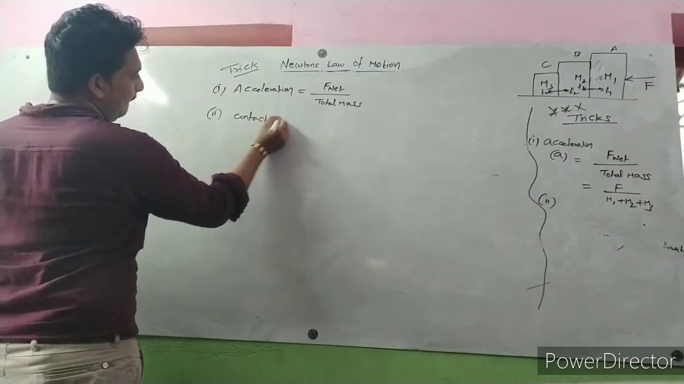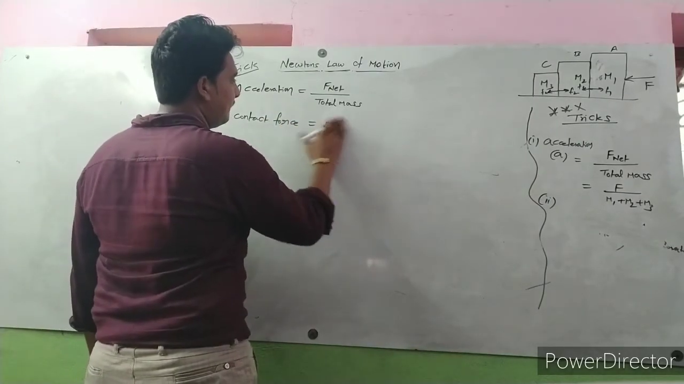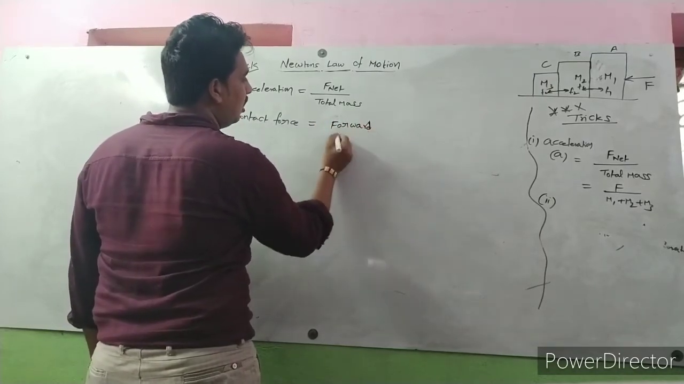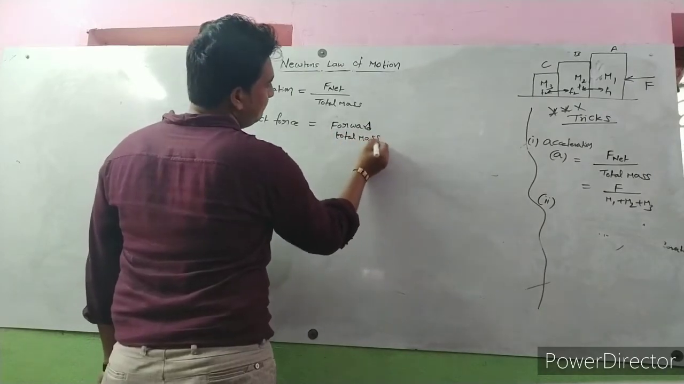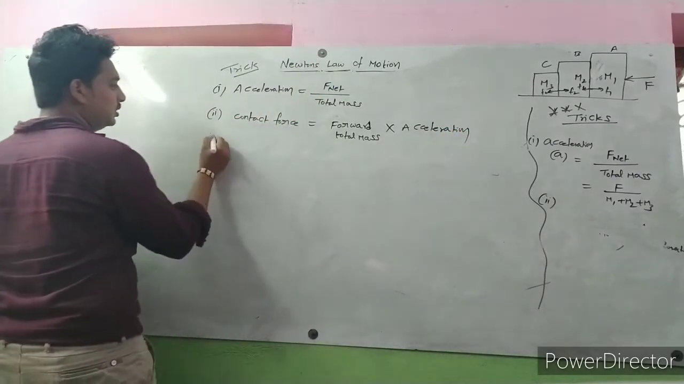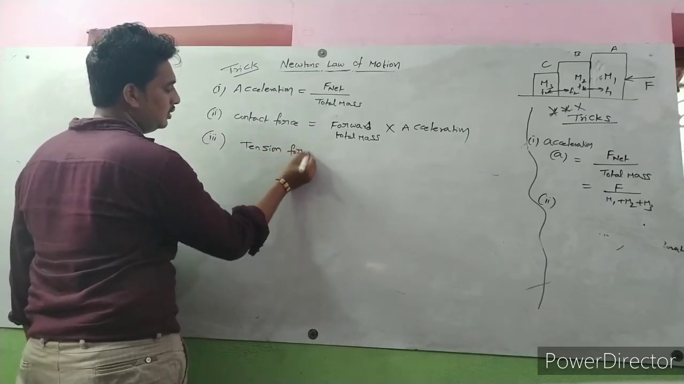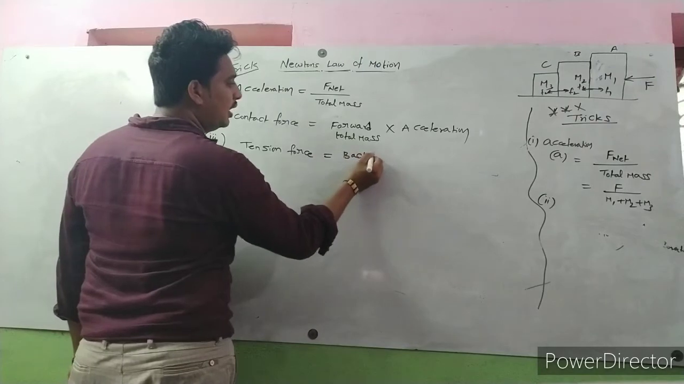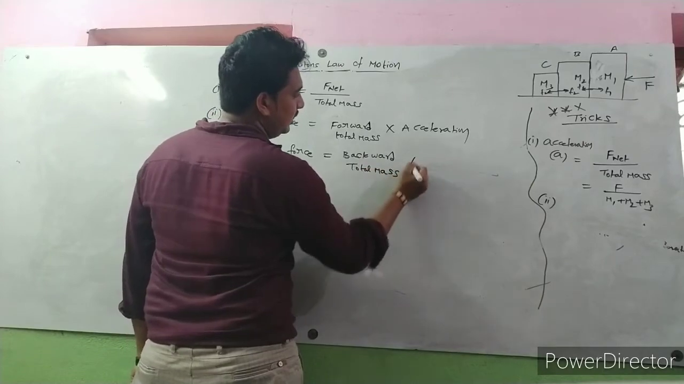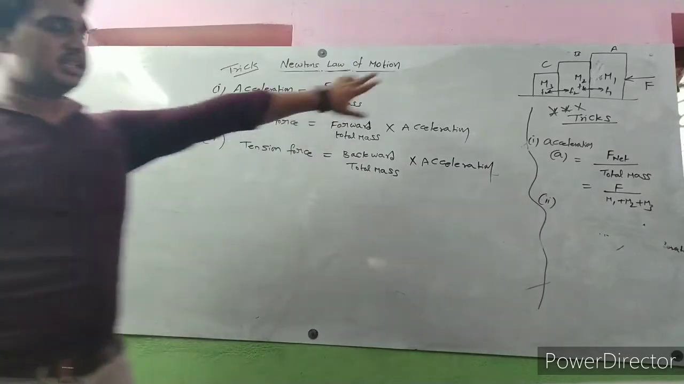The second one: contact force is equal to the forward total mass into acceleration. The third one, tension force, is the backward total mass into acceleration.